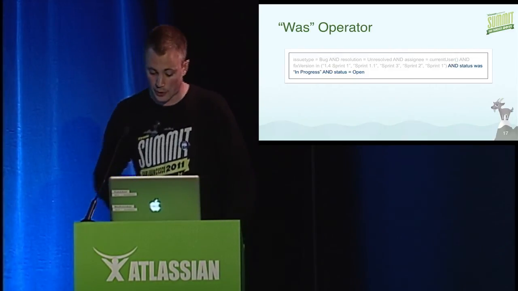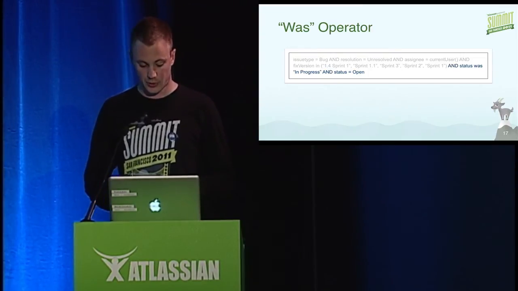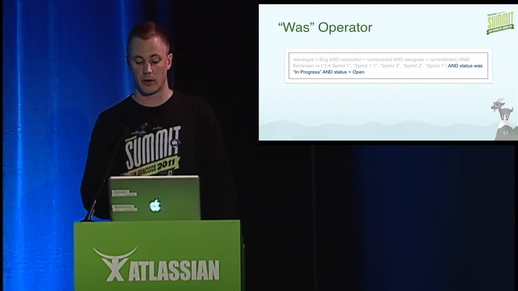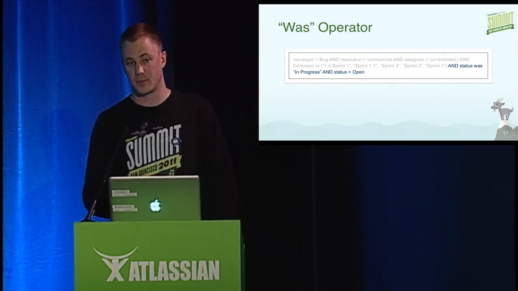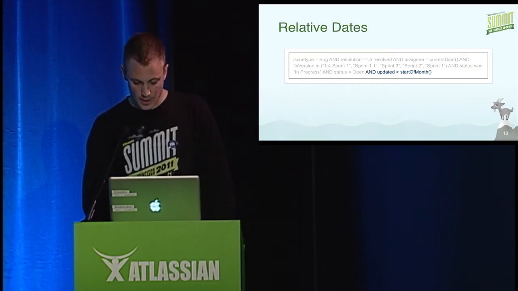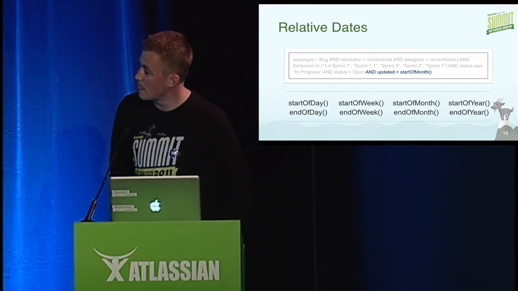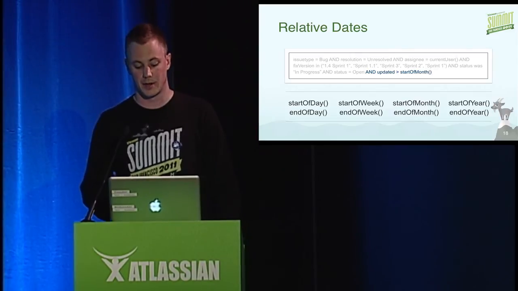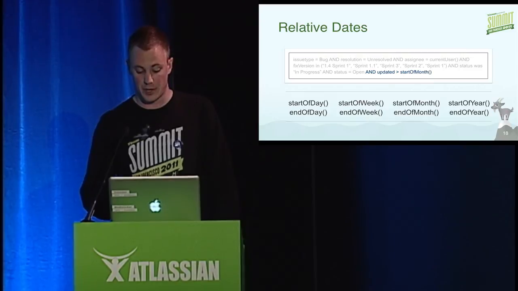So here we're searching for any issue where the status was at one point in progress and is currently open. So the key thing to note here is the was operator that lets you search through the issue's change history and see any status that it has been in the past or that it hasn't been in. We also introduced some relative date functions. In the example, we searched for issues that were updated after the beginning of the current month. And there are equivalent functions for day, week, month, and year.